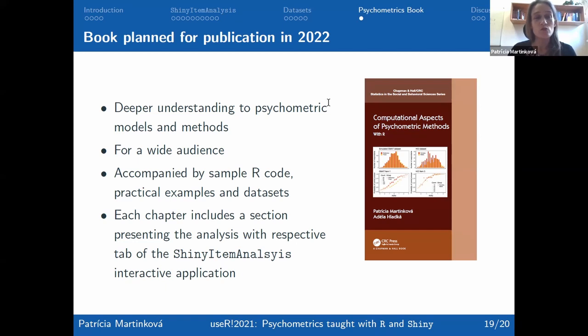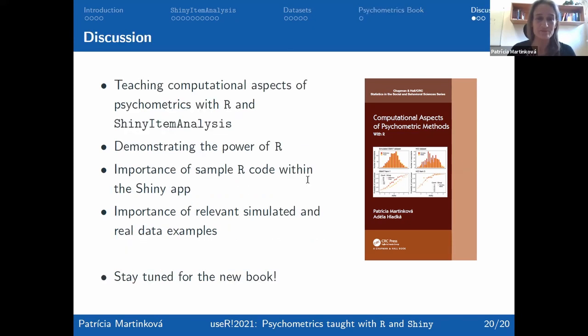The book is aimed at a wide audience, including graduate students in statistics, psychology, education, health, and other fields, as well as researchers and practitioners. The content is based on the topics covered by the psychometrics graduate course I teach. In each chapter, we provide a number of practical examples, including the data sets I presented here today. Each chapter also includes a section demonstrating the methods in the interactive Shiny Item Analysis app. I hope this can help to attract those readers who are possibly new to the field.